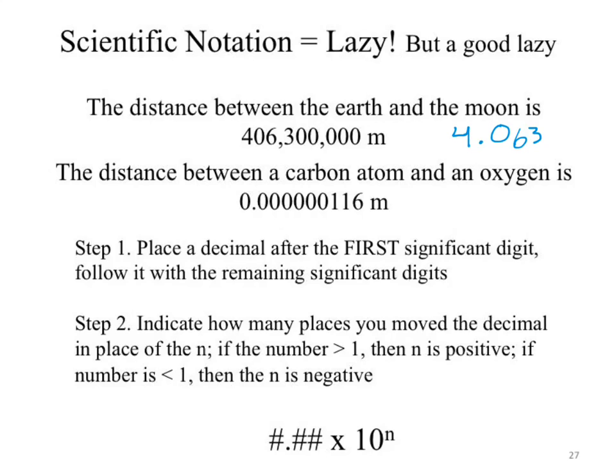Okay? We now need to add on our power of 10, times 10 to the 8th power. We want to go through and look at how far we shifted our decimal point. Okay, we have an implied, where did it go? An implied decimal point here. So we go 1, 2, 3, 4, 5, 6, 7, 8. 8 positions. We now have 4.063 times 10 to the 8th meters.